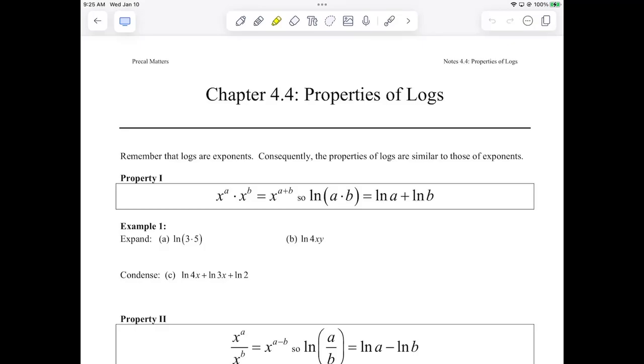All right, 4.4 properties of logs. We already know about logs, what they represent. They represent exponents. We also know what a graph looks like, and we know how to do transformations of them. But now we're going to look at the properties of logs.